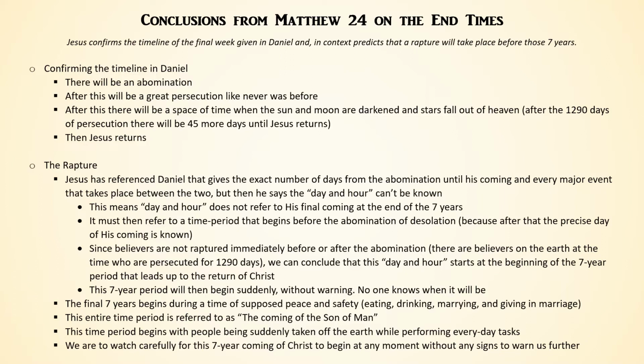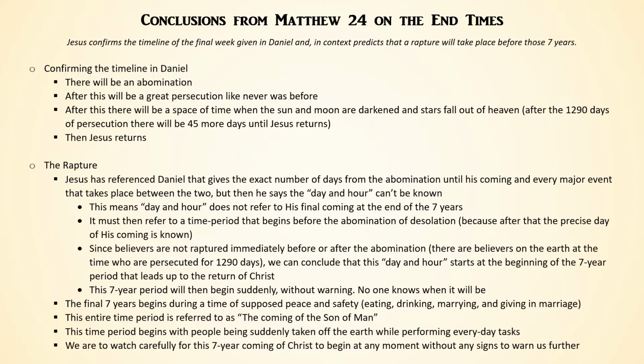It must then refer to a time period, and that time period would have to begin before the abomination of desolation, because that's when he starts giving a countdown, a clock. That's when the signs start coming. So before that, this rapture stuff, where 2 are in a field and 1's taken, has to happen before that. All right? Since believers are not raptured immediately before the abomination, they can't be raptured in the middle of the tribulation, because then there'd be nobody to run to the mountains and to be persecuted, right? Right? So that doesn't work.